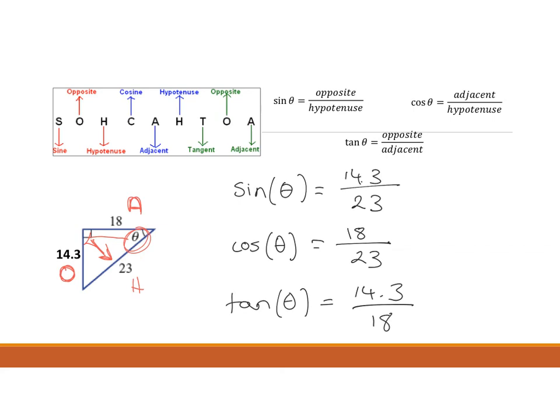Now in the next video, we'll look at triangles where we only have two side lengths, or we know our angle and we're trying to find a side length, and this will limit us to which ratio we can use. But for now, I just wanted to make sure that we were okay with labeling the triangle and substituting in our opposite, our adjacent and our hypotenuse.